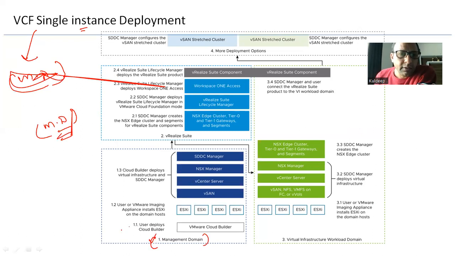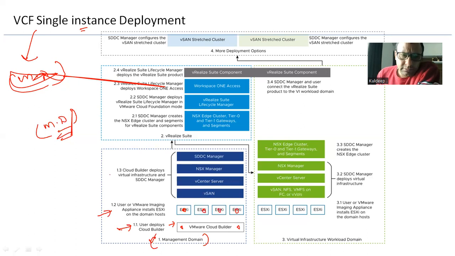First of all, you have to deploy the Cloud Builder appliance. The next task is imaging your ESXi with the help of VIA, VMware Imaging Appliance, which is the inbuilt service in your Cloud Builder. Or, as per the VCF BOM, you can separately image your ESXi hosts.